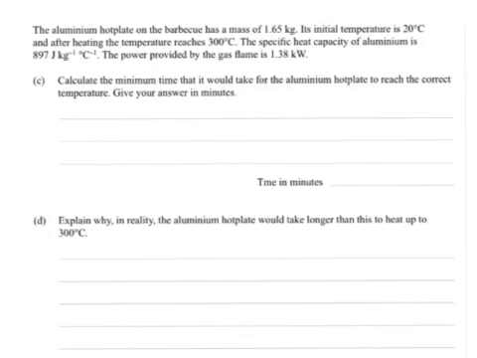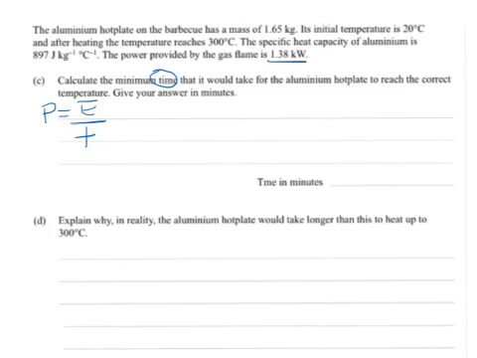The specific heat capacity of aluminium is 897 joules per kilogram per degree Celsius, and the power provided by the gas flame is 1.38 kilowatts. Calculate the minimum time, we're after the time, that it would take for the aluminium hot plate to reach the correct temperature. The time part of it is going to come in with this equation. Power is energy over time. We've got the power, and we are trying to find the time.